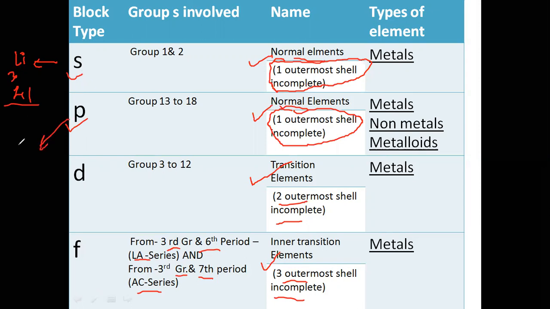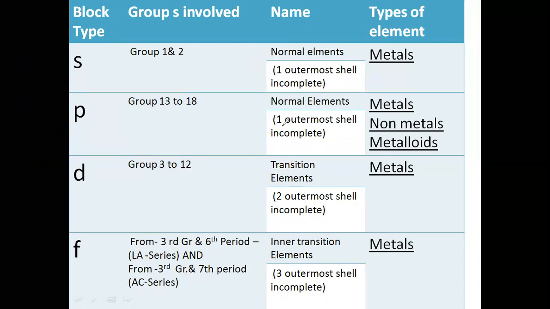Consider an element from P block, aluminium. Aluminium has atomic number 13, so its configuration becomes 2, 8, 3. The first two are completely filled, and only the outermost shell is incomplete. So only one outermost shell is incomplete, and we can call them normal elements. Clear with this? So this is all about blocks and the zigzag line.